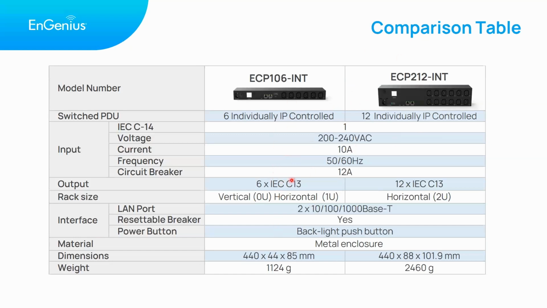Like I mentioned, we have a 6-socket model and a 12-socket model. The 6-socket model can be mounted vertically or horizontally. The other one just horizontally. Both of the units have 2 LAN ports, 2 gigabit ports, and an embedded resettable breaker. We also have a power button on the unit as well.